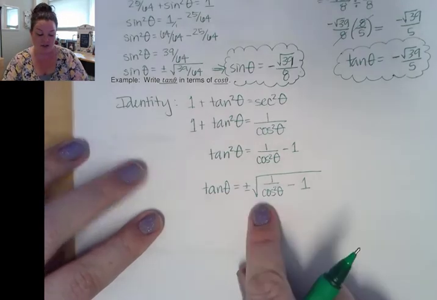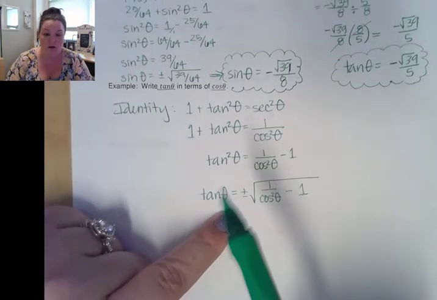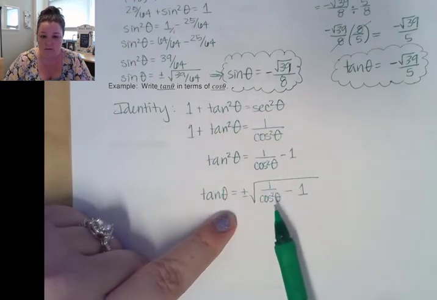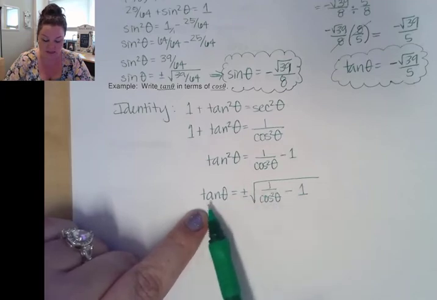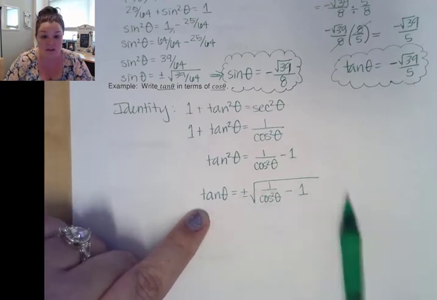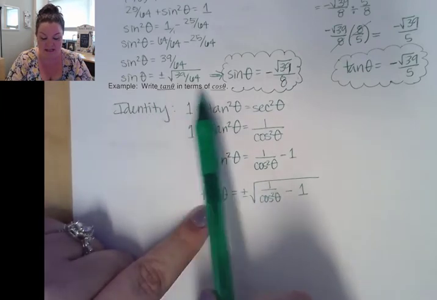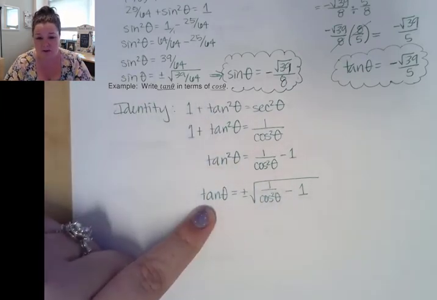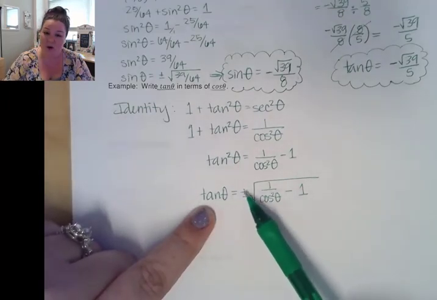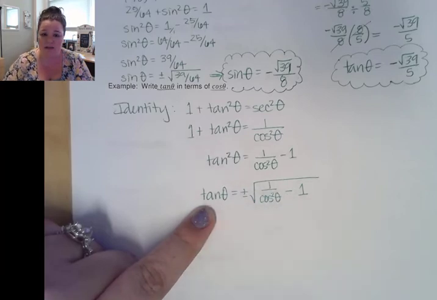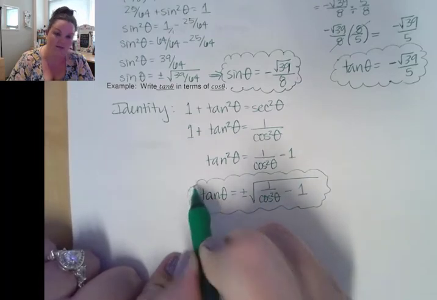And I'm actually fine with you stopping here and not going any further, because notice they didn't give us a value to plug in. We have tangent written in terms of cosine, meaning we can say tangent theta equals something involving cosine. The other thing is it didn't tell us anything about the quadrant. If they don't tell you what quadrant it's in, we don't actually know if our tangent is positive or negative, so we're going to leave the plus or minus in there. So this is our fully simplified answer.